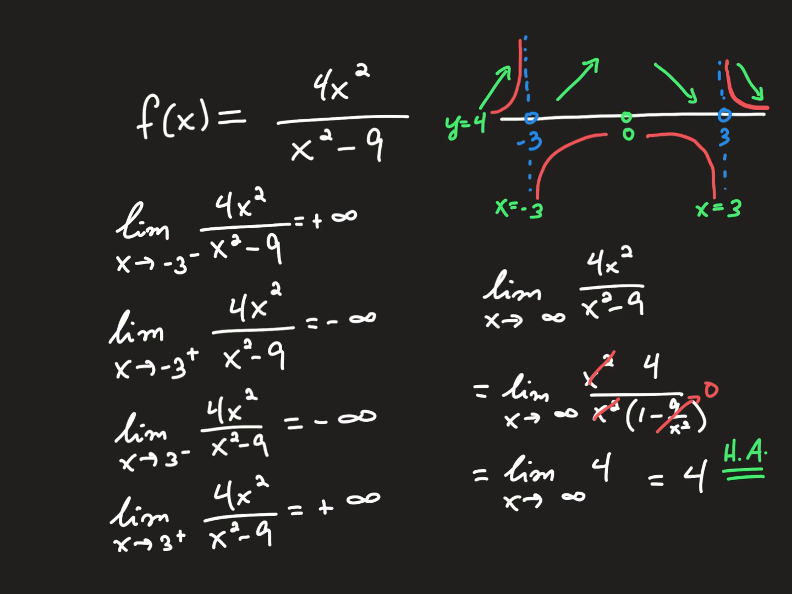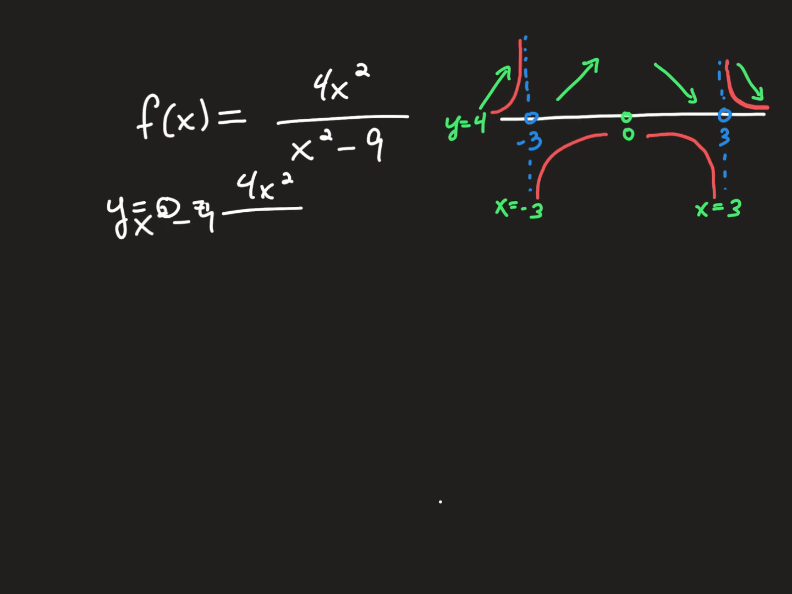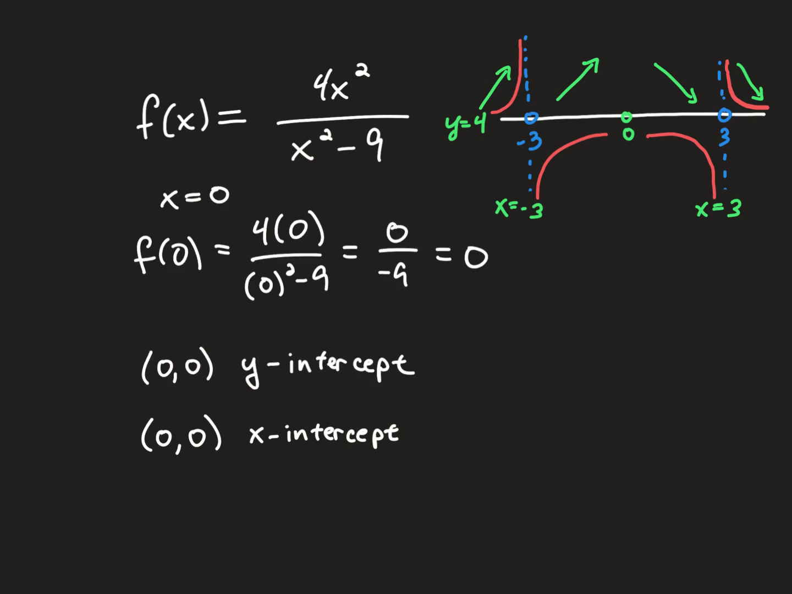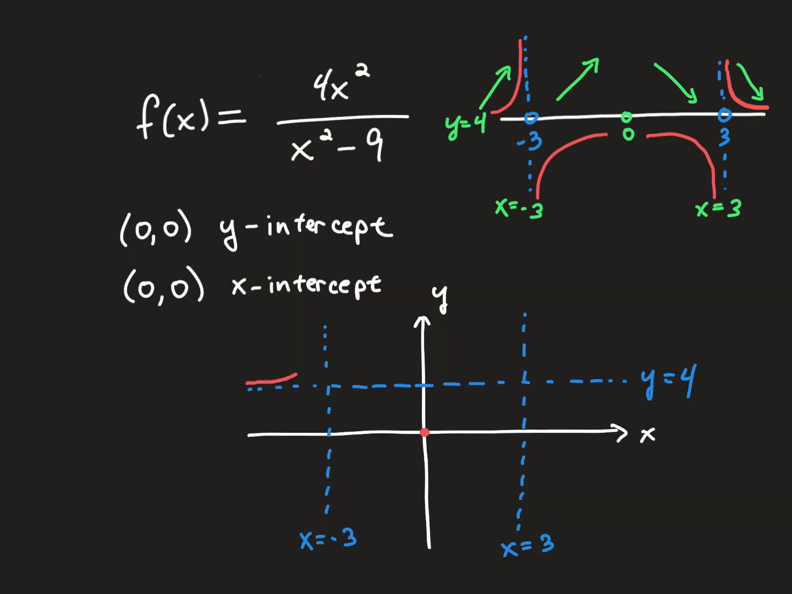Okay, let's finish up our analysis. So I'm going to find my intercepts by setting y equals 0. That's going to give me an x-intercept. And then I'll divide both sides by 4. x squared equals 0 means x is equal to 0. So 0, 0 is our x-intercept. And then if I let x equal 0, then f of 0 is 4 times 0, which is 0, divided by 0 squared minus 9, which is minus 9. So 0 divided by minus 9 is 0. And so 0 is our y-intercept. So I have an x and y-intercept both at 0, 0. And so now I'll just finish graphing this thing.